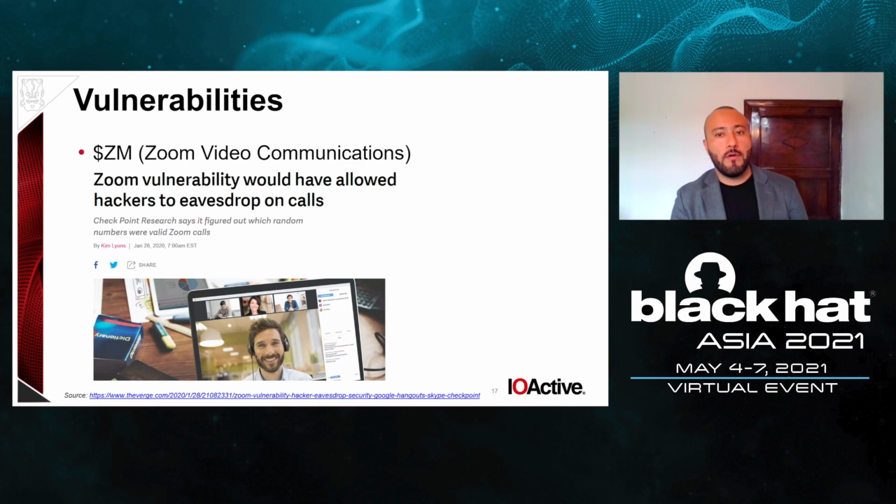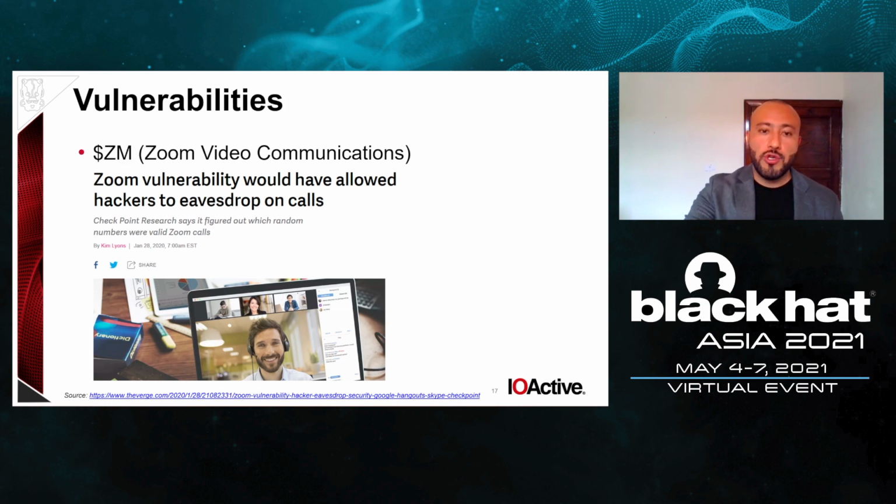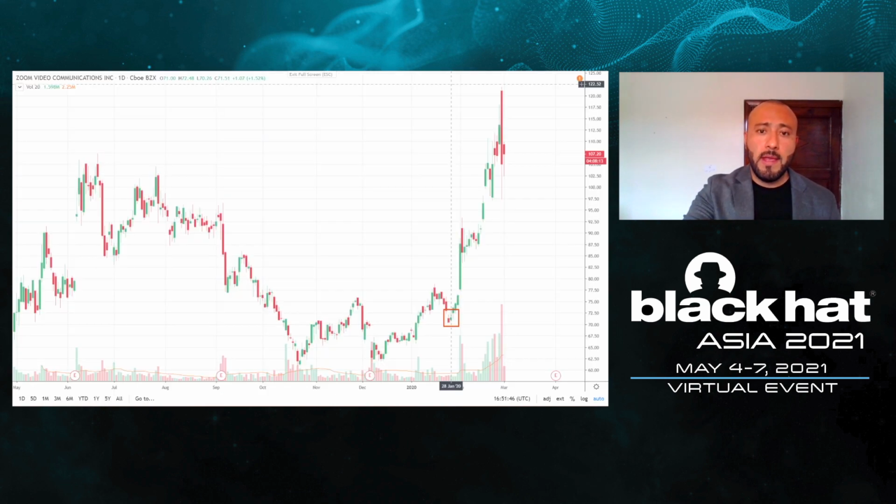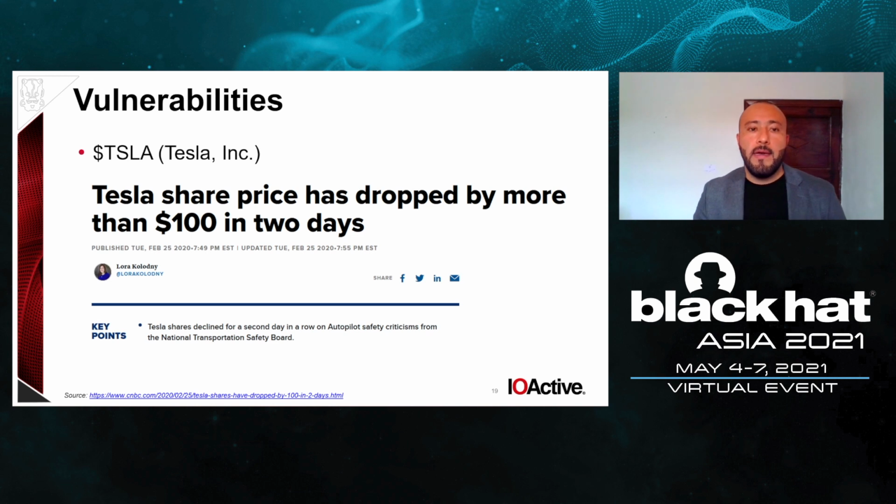Now, Zoom Video Communications. Probably you remember a vulnerability that allowed people to join calls. Since it was amid the pandemic, again, Wall Street and all the people didn't care about the impact of these security vulnerabilities, as you can see in the graph. There is a small red candle here, but the price skyrocketed because of the pandemic.